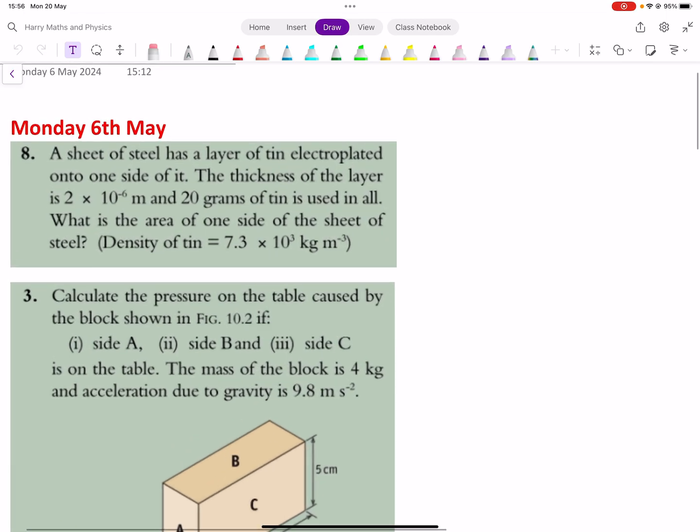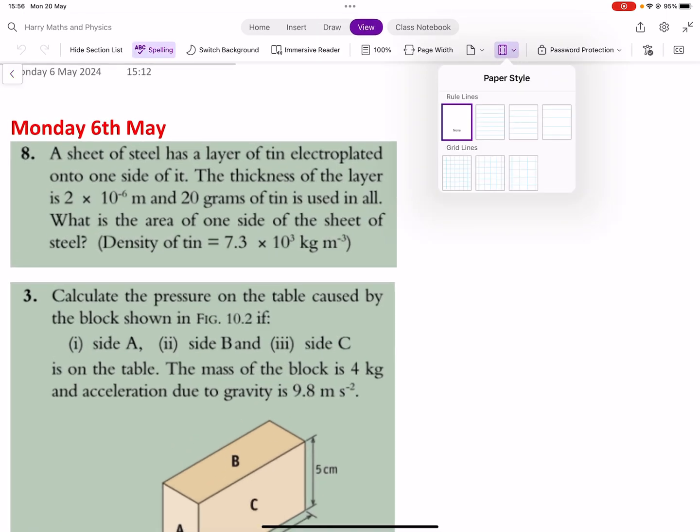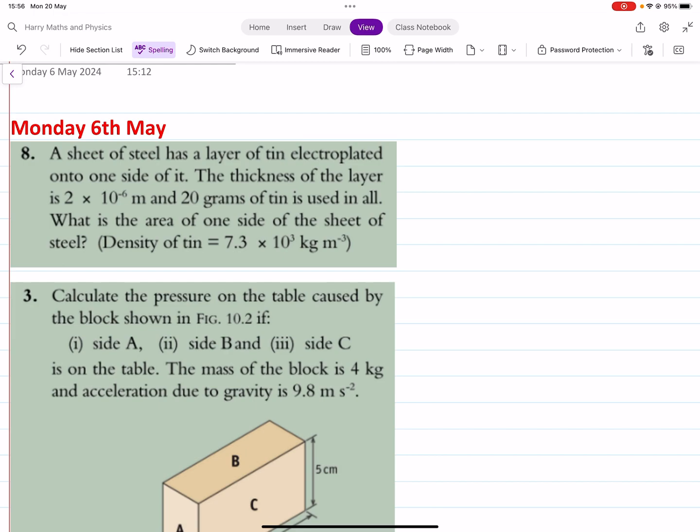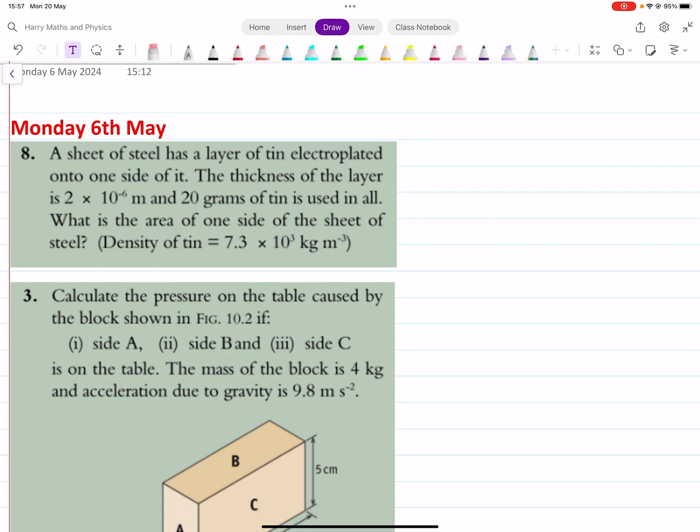I'm just going to go through the homework questions that I gave you last week, which were on pressure. We had started the chapter, the pressure, gravity, moments chapter. Okay, so a sheet of steel has a layer of tin electroplated onto one side. The thickness of the layer is 2 by 10 to the minus 6 meters, and 20 grams of tin is used in all. What is the area of one side of the sheet? Okay, so they give us the density, so presumably we're going to have to use density equals mass divided by volume.